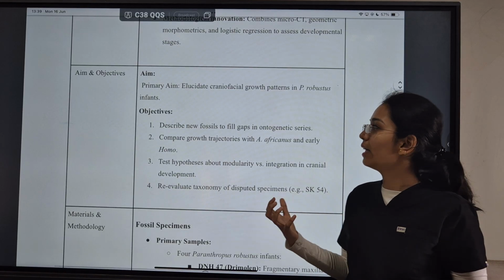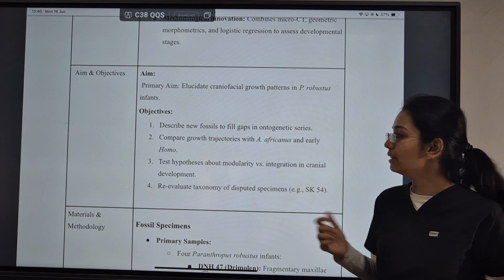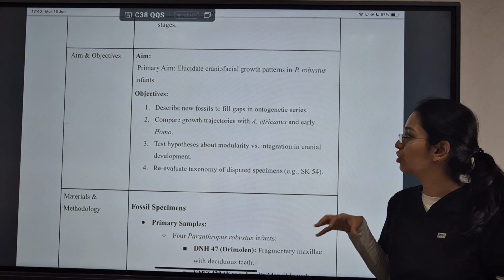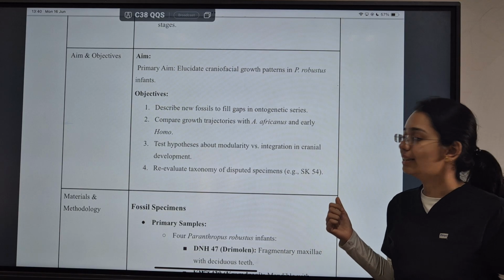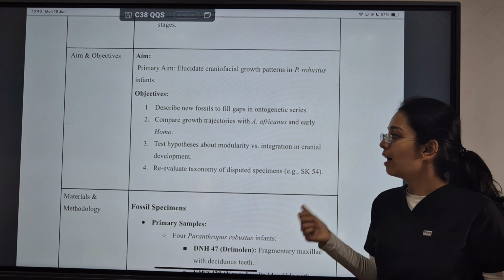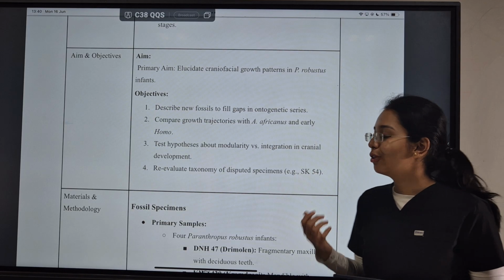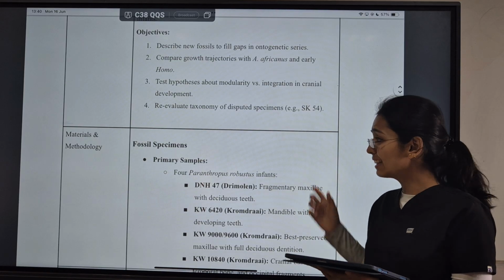So the aim of this study was to elucidate craniofacial growth patterns in P. robustus infants. The objectives were to describe new fossils to fill gaps in the ontogeny series, to compare the growth trajectories with A. africanus and early Homo species, to test the hypothesis about modularity versus integration in cranial development, and to re-evaluate the taxonomy of disputed specimens such as SK 54.